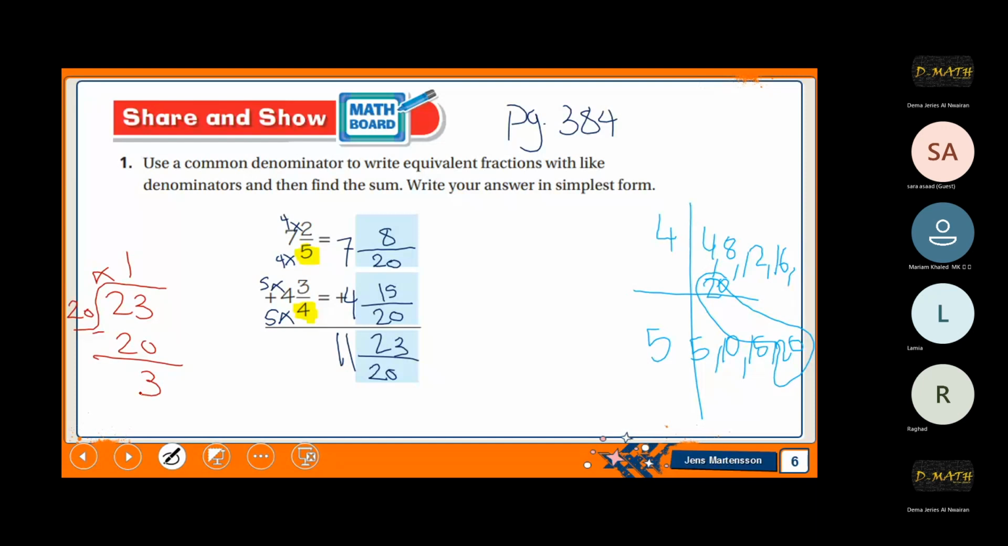How do you write it as a mixed number? 1. All of you, look at me, please. 23 over 20. It is 1 and what? 3 over 20.